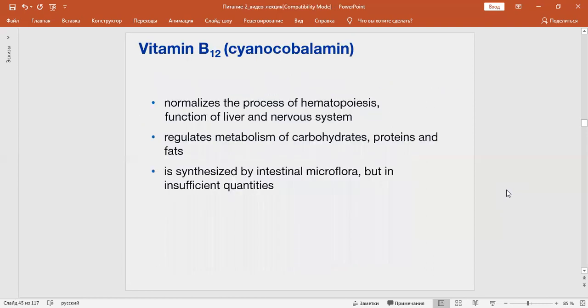The next vitamin of group B is cyanocobalamin, or vitamin B12. In our organism, this vitamin normalizes the process of hematopoiesis, the function of the liver and nervous system, and regulates metabolism of fats, carbohydrates, and proteins. B12 is synthesized by intestinal microflora, but in insufficient quantities.